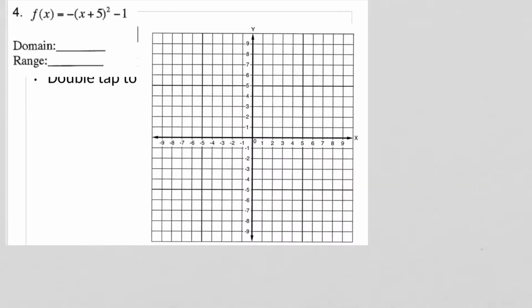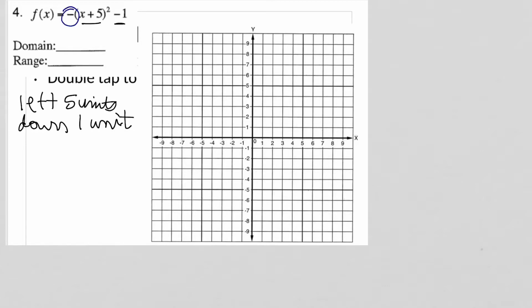All right, last example, number 4. This one has 3 different things going on here. So we have our plus 5 on the inside, so that means going to the left 5. It has a minus 1 on the outside. That means down 1. And now a little extra here is we have this negative in front. That means it's going to be reflected in the x-axis. So whenever you have a reflection with other transformations going on, you always want to start with the reflection first. Do that first, then do the left and down movement.